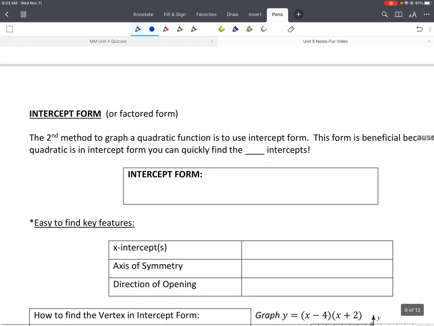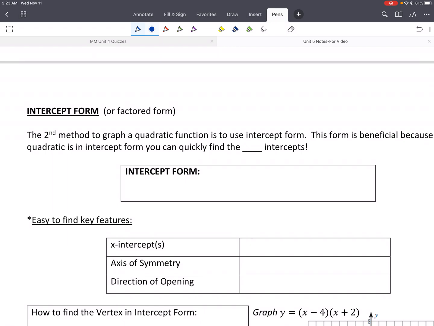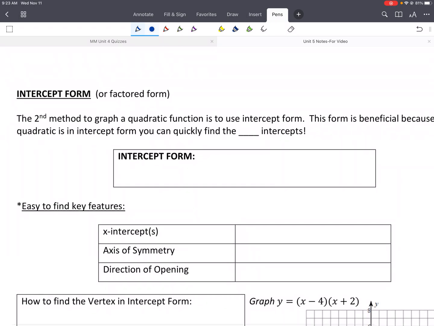Intercept form. This is also called factored form. Because the form of that is y equals a times x minus p and x minus q. This looks like where we do like glasses and we end up getting 2 parentheses. And that's really what we'll do when we try and switch forms in a minute or later. So the second method to graph a quadratic function is to use intercept form.